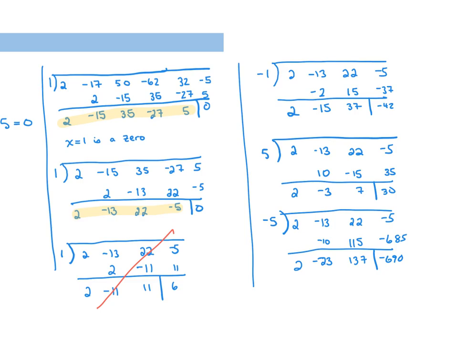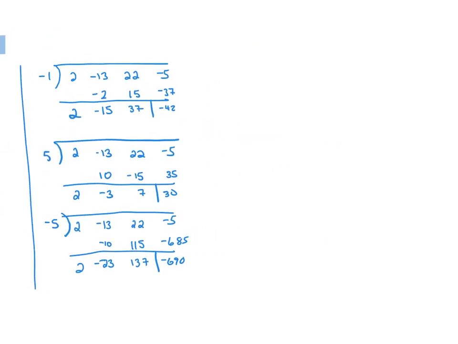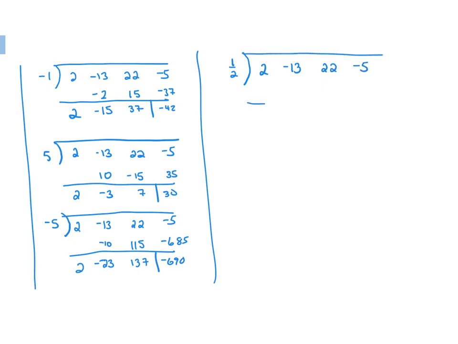Let's look at positive 1/2. So bring down the 2. 1/2 times 2 is 1. That's going to give us negative 12 when we add. 1/2 times negative 12 is negative 6. 22 minus 6 is going to be positive 16. 1/2 times 16 is 8. That gives us positive 3. So that's not working. Let's try negative 1/2.